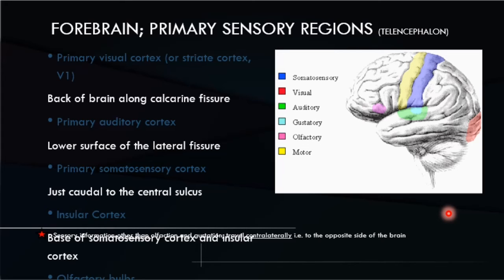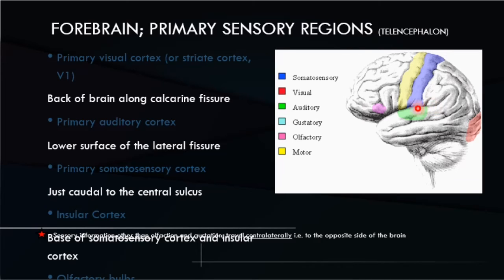So the primary visual cortex, also called striate cortex or V1, is here in the back of the brain. So from the eyes it goes to the back of the brain. Actually, it stops at the thalamus like everything else, but we'll get there. There is a primary auditory cortex on the lower surface of the lateral fissure. So see, we're using these words, so it helps you kind of memorize them better.